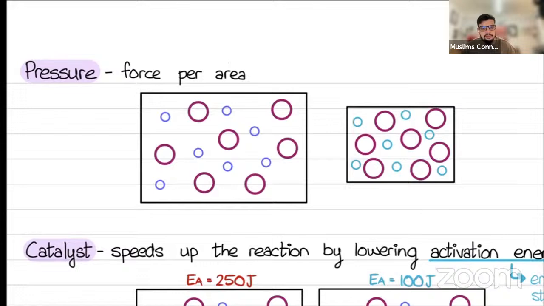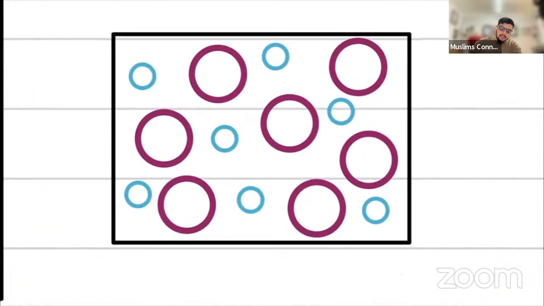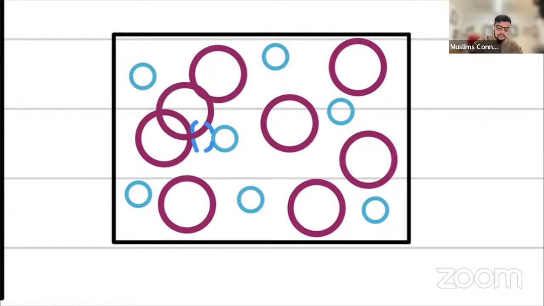Now, in a smaller environment compared to a bigger environment, I hope you can see that the chances of them colliding are way higher. Because now it just has to go boom. This has to move there, etc.